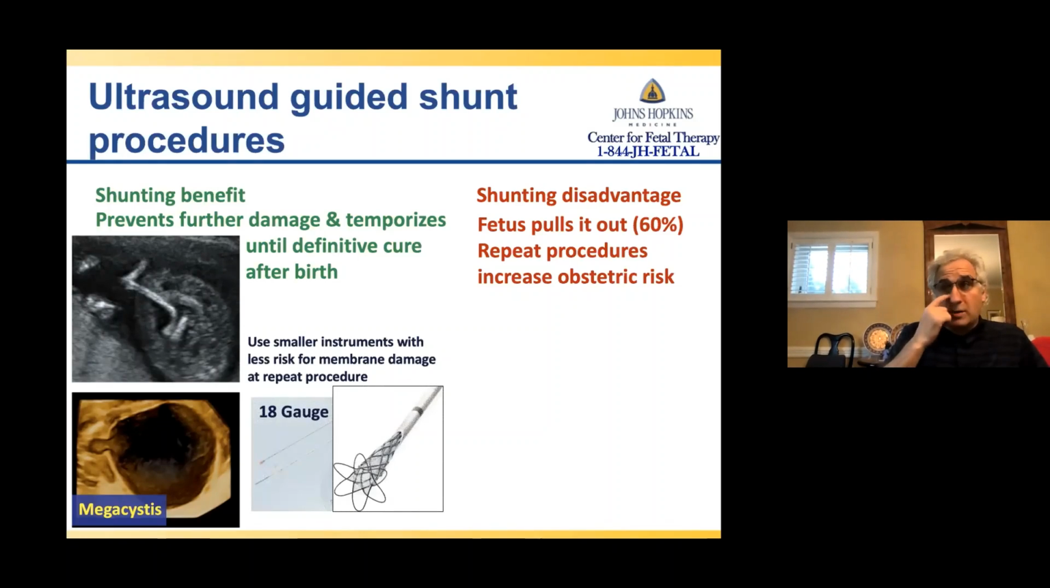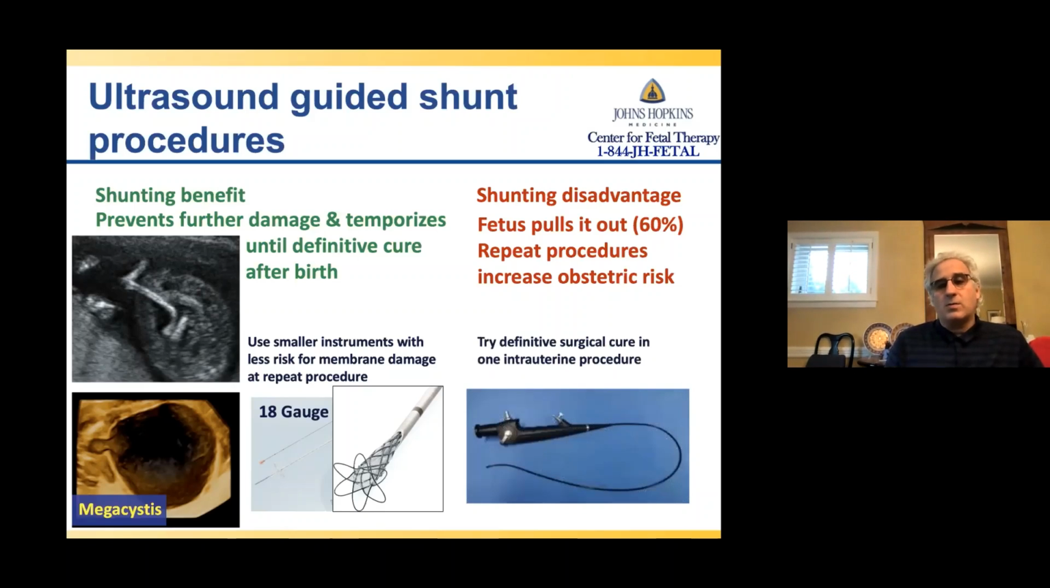So you could bypass that by having maybe a smaller gauge instrument, and there is another shunt available that's delivered through an 18 gauge needle that's made out of nitinol, and it's very similar to the Amplatzer kind of vascular arrangements, like the wire kind of like a Chinese finger. So if you do a repeat shunt, then you're just putting an 18 gauge in, and that's not as risky for rupture of membranes as a 2 millimeter shunt.